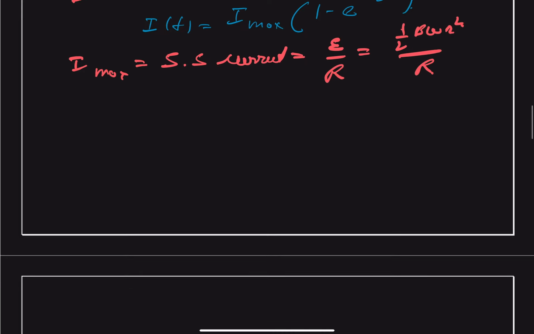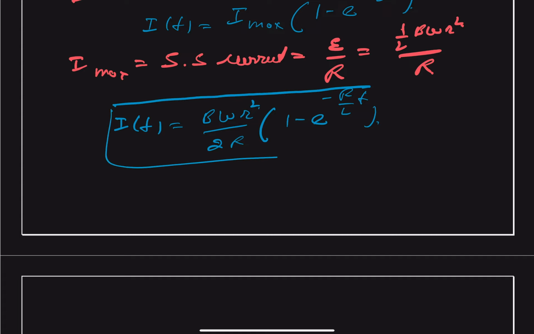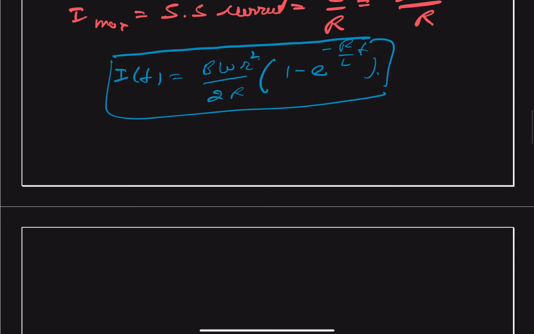Therefore, we get the current as a function of time. This becomes B omega R square divided by 2R, times 1 minus e raised to power minus R upon L multiplied by t. So this is the equation for the first part of B. Now we come to the second part.